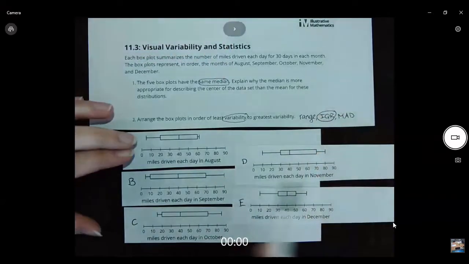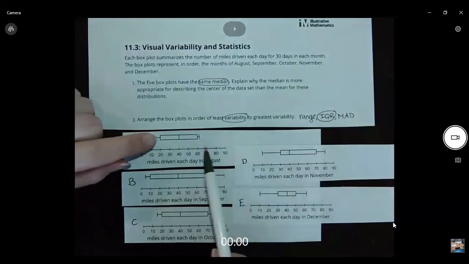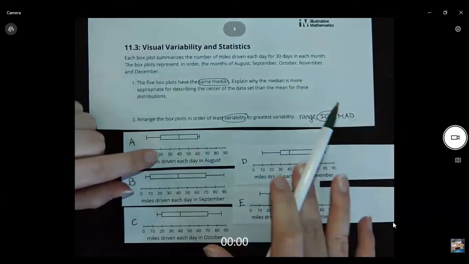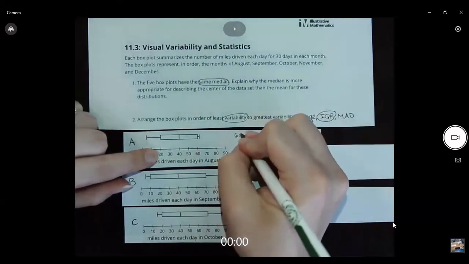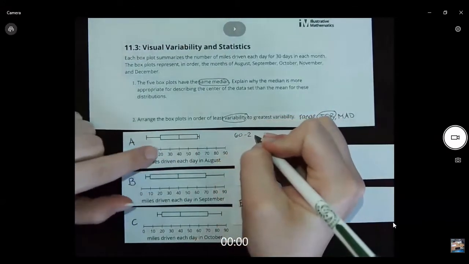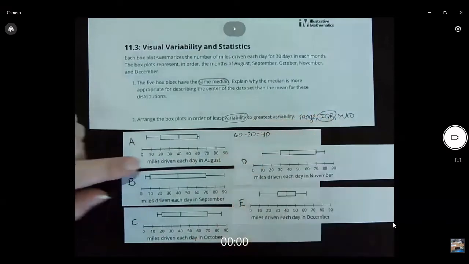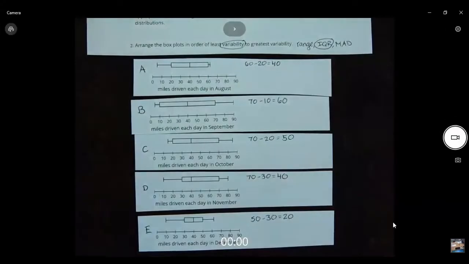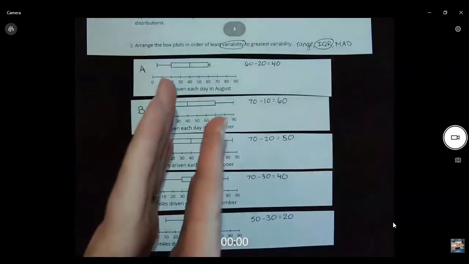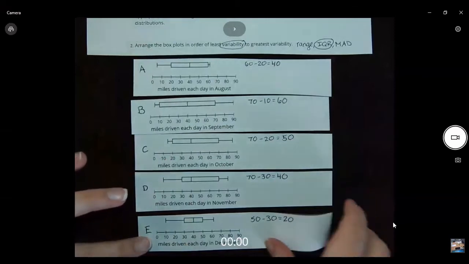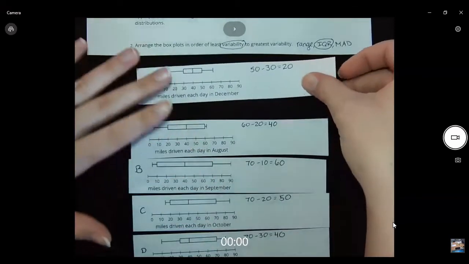So looking at the box plots, we need to find that interquartile range. So I'm going to find how far this box is. For example, in this one, it would be 60 minus 20, so Q3 minus Q1, and that would be an interquartile range of 40. So I'm going to go and do that for all of these. Now I'm going to put them in order from least variability to most. Least variability would be the ones that are the closest together, with the smallest interquartile range. So E has 20, so that one's going to be the least. I'll move it up here.